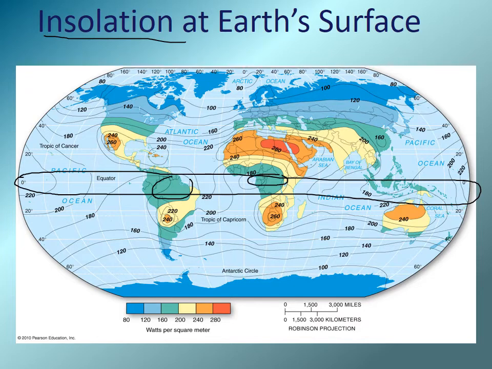What we do see, where we see a lot of insolation, is in our deserts. Our deserts where we have a lot of sunny days. So we have the deserts of North America, the Sahara Desert, and we have the outback in Australia. Those are just a few of the deserts we see around the world. They have a lot of sunny days and a lot of incoming solar radiation or insolation being received by the surface.